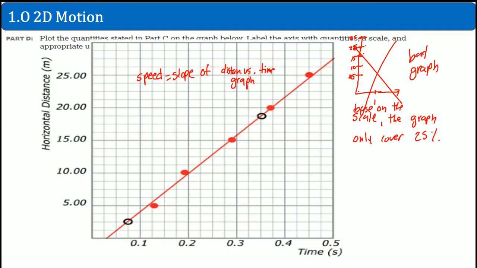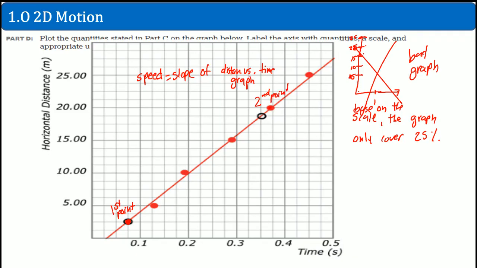Can we get an instantaneous slope here? Can we get a slope here? Are we finding an instantaneous speed? No. Here, I'm going to grab this point, and I also grab this point. This is going to be my first point, and this is my second point.